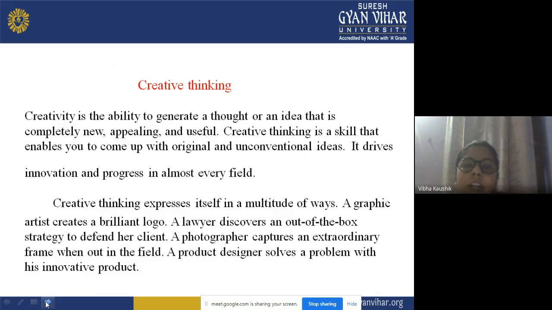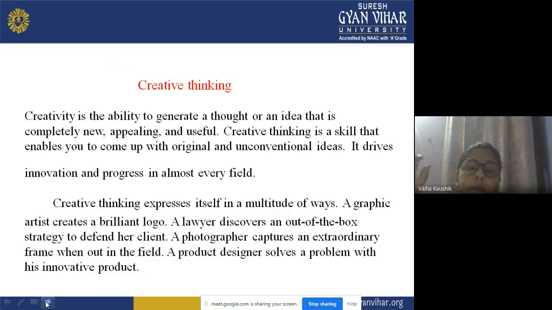We cannot say that creativity is limited to the medical field or the field of law. It is related to every field: education, medical, pharma, everywhere creativity has been there. Creative thinking expresses itself in a multitude of ways, in various ways. A graphic artist creates a brilliant logo.